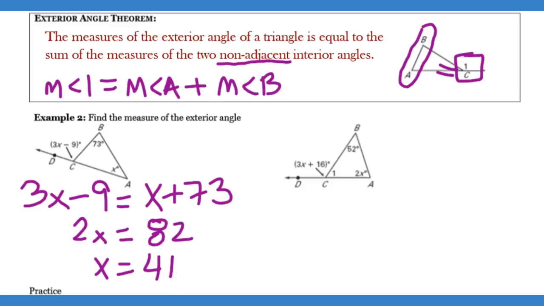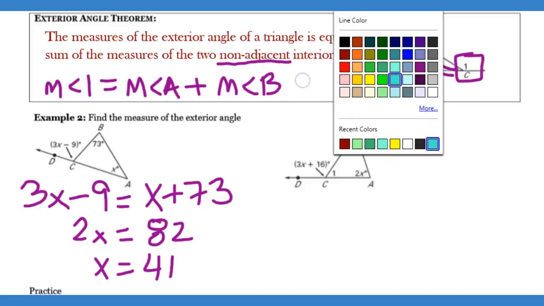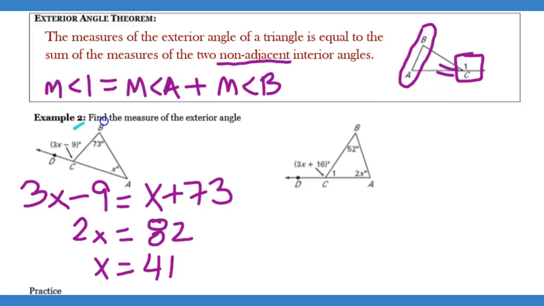And since my x value is 41, now I need to plug that back in to my x value up here. So I would say 3 times 41 minus 9, and that's going to be my angle measure. So that's 114 degrees.